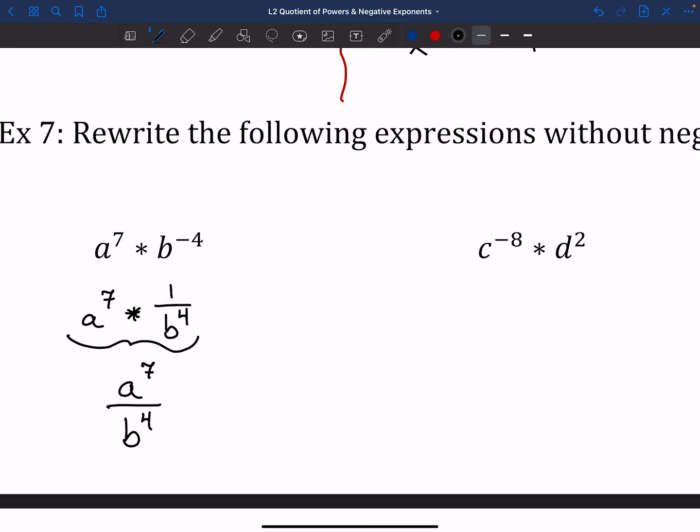Let's try out that second one here. C to the negative 8th is going to turn into 1 over c to the positive 8th. We're flipping it to the bottom, making that exponent positive. D squared is fine as it is. So again, when I smush those together, d squared is regular old d squared that goes on the top. Anything that was kicked to the bottom stays there.